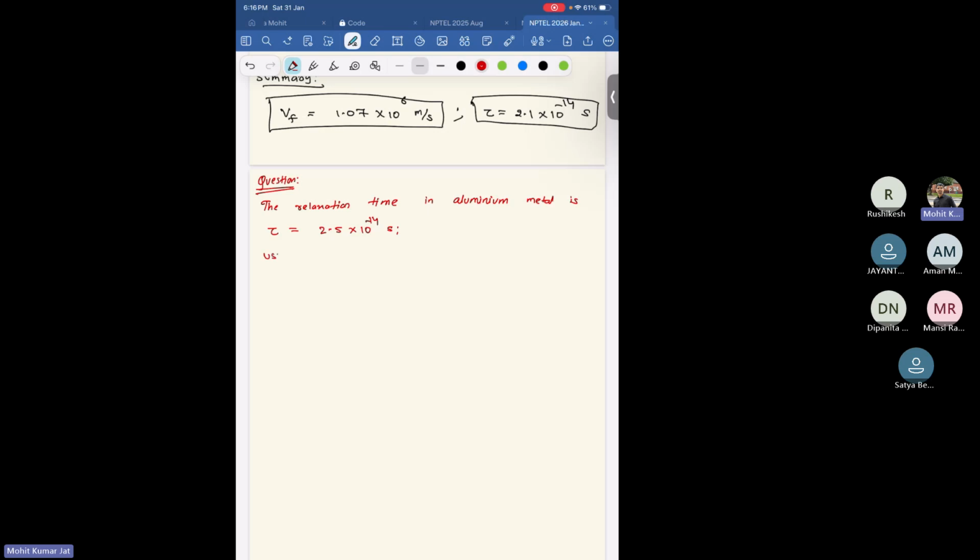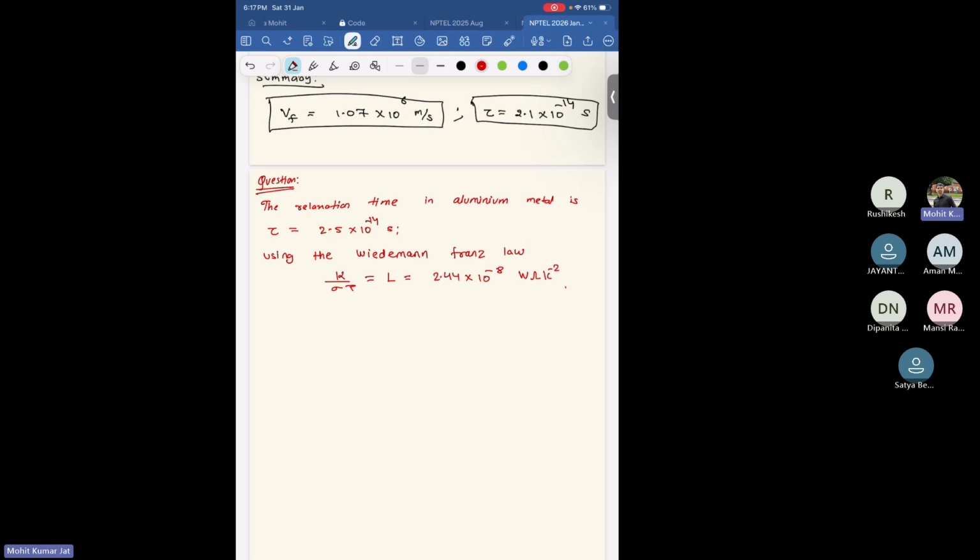Now using the Wiedemann-Franz law. So what is the Wiedemann-Franz law? It says that K by sigma T equals a constant, where K is the thermal conductivity, sigma is the electrical conductivity, and T is the temperature. And the constant is 2.44 × 10^-8 W Ω per Kelvin square.